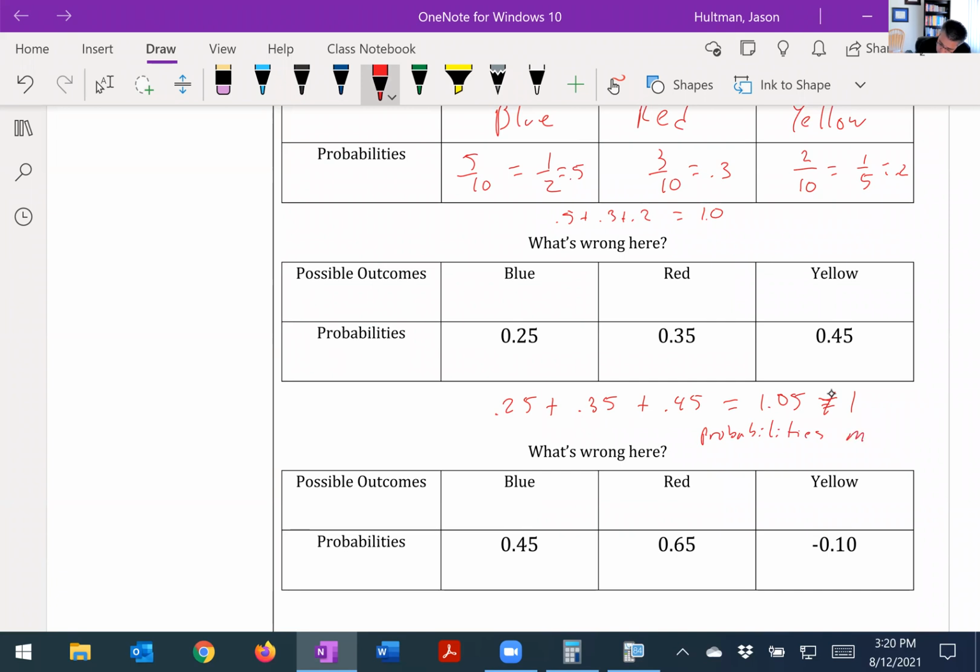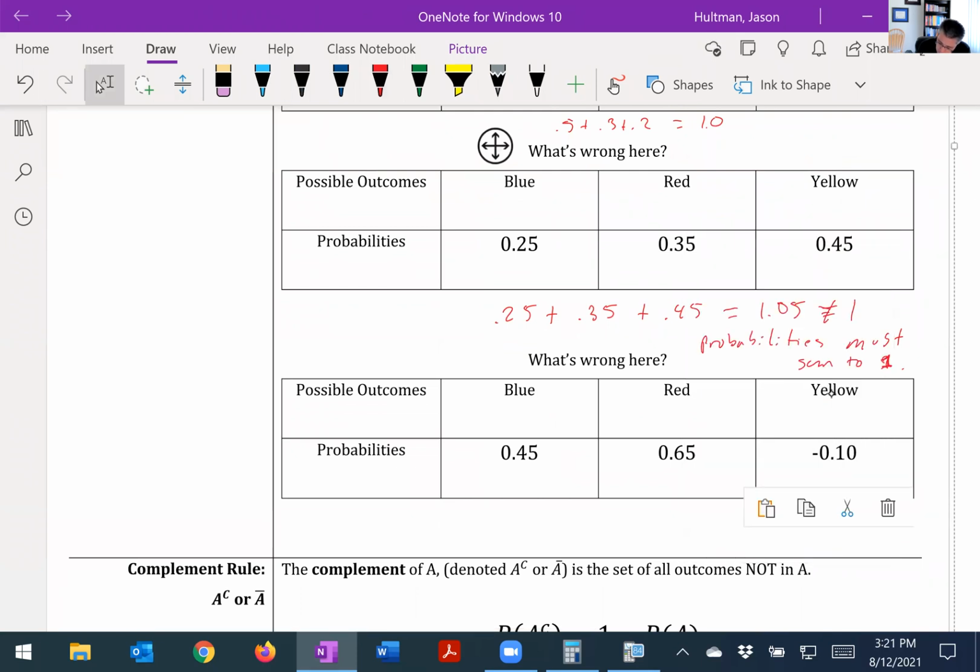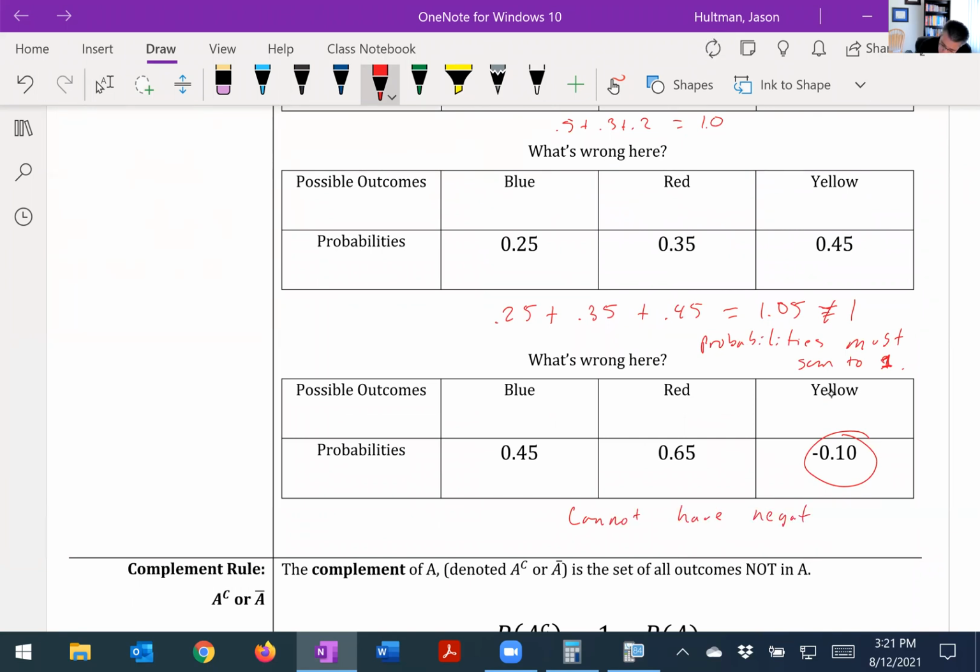Probabilities must sum to 1 for a distribution. Okay, what's wrong here? Well, do these sum to 1? Yeah, they do. However, we have this one here, which is a negative probability, and you cannot have negative probabilities. Cannot have negative probabilities. There we go.